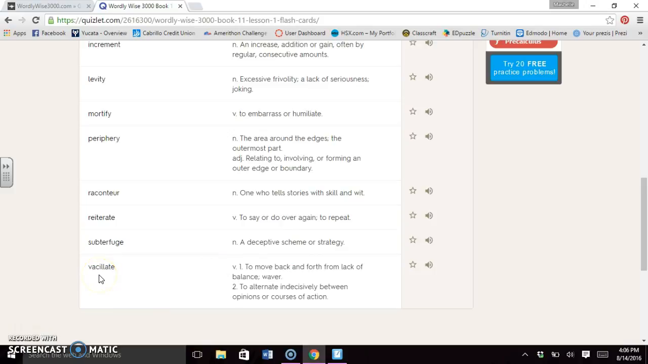Okay, the last word, vacillate, is a verb, to move back and forth from lack of balance or to waver. Or the second one, to alternate indecisively between opinions or courses of action. So the first one, I think of this as, if you look at a piano tuner, it has the arm that goes back and forth. It's vacillating, it's wavering, it can't balance, but it's moving between the 2 points as it's keeping time to music. But it has that lack of balance. The second one is the idea that you're trying to make a decision, but you can't decide, do you want this or do you want that? So you're trying to figure out that decision.